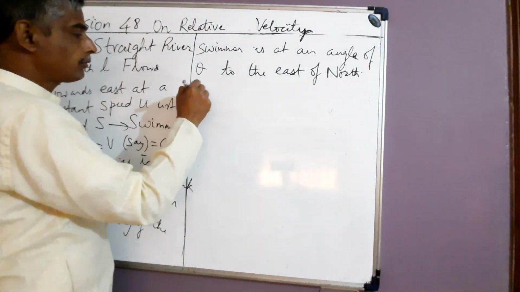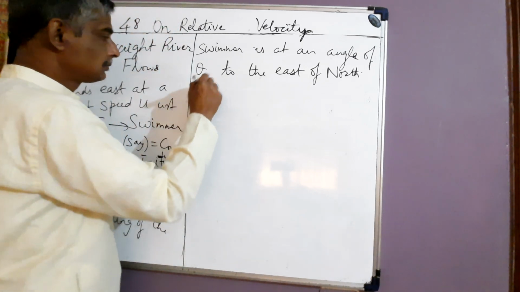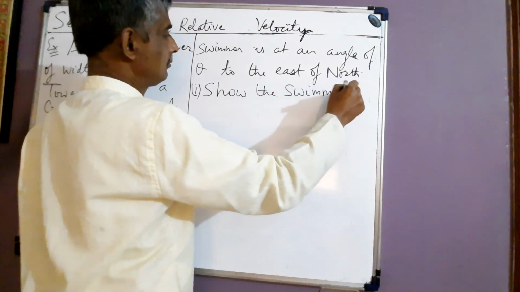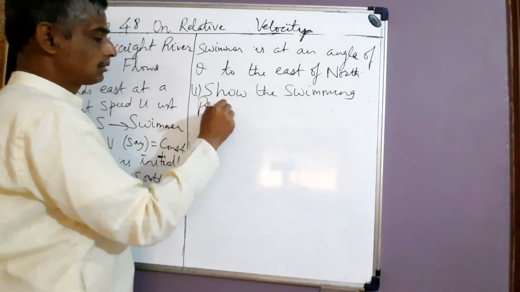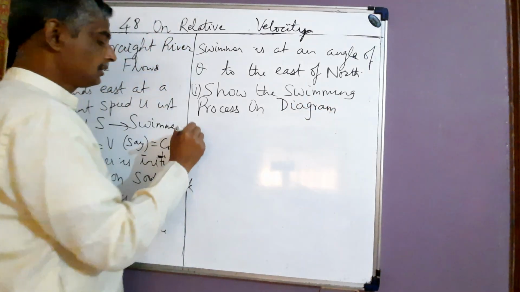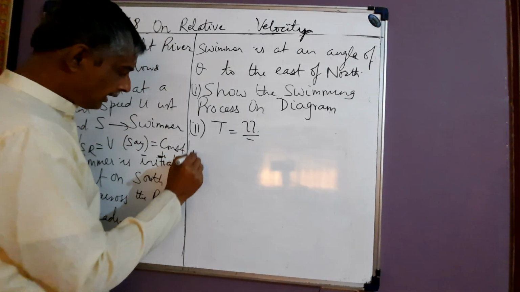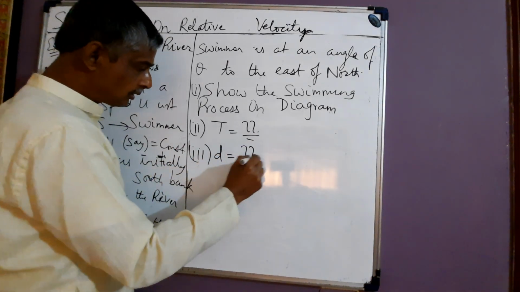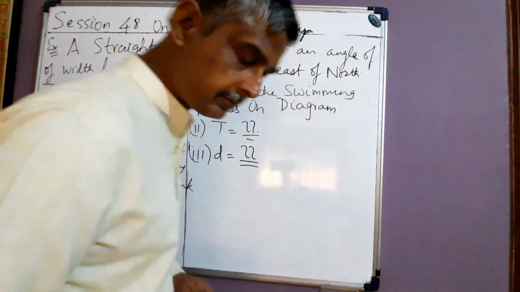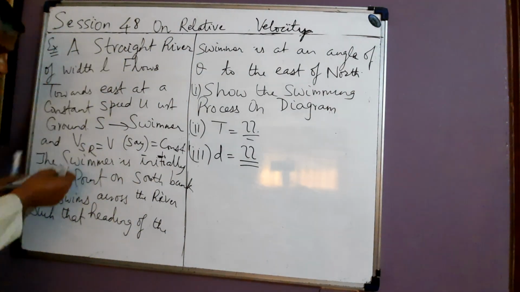Now first of all, what we have to tell, three things we have to find. First is to show the swimming process on the diagram. Second, find the time taken t by the swimmer to cross the river. And third, find the drift of the swimmer while crossing the river. All these quantities have to be found in terms of u, v, L and theta. Alright. So I'll rub this one, okay? Fine.